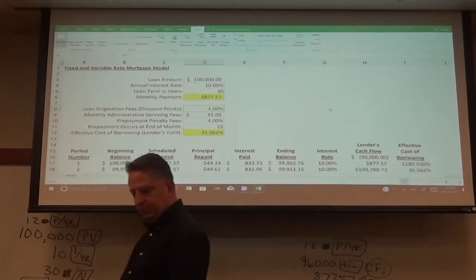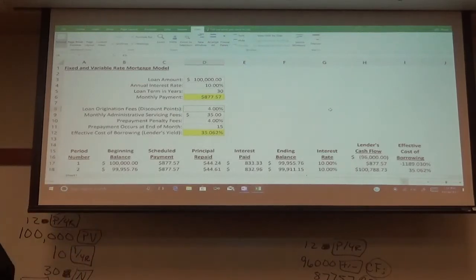Monthly administrative servicing fees. I guess if you're late on a payment, that's sort of one example of a servicing fee payment. Depositing checks, something like that.